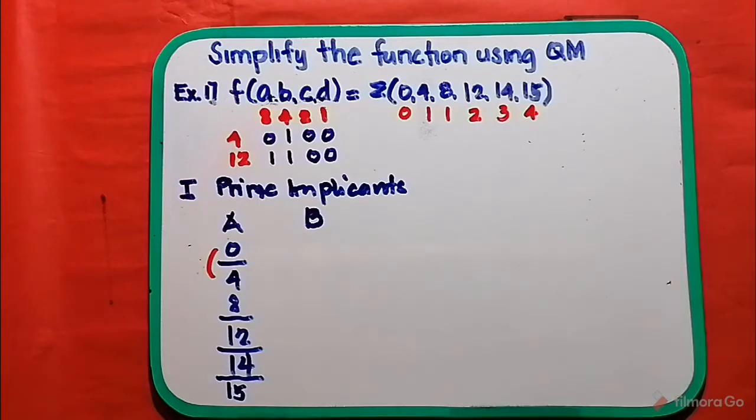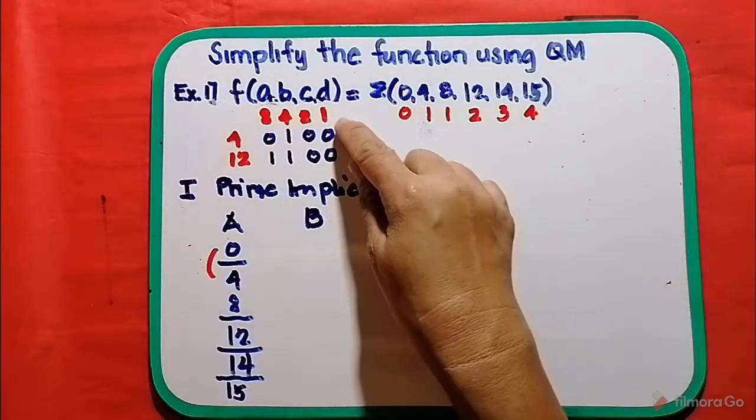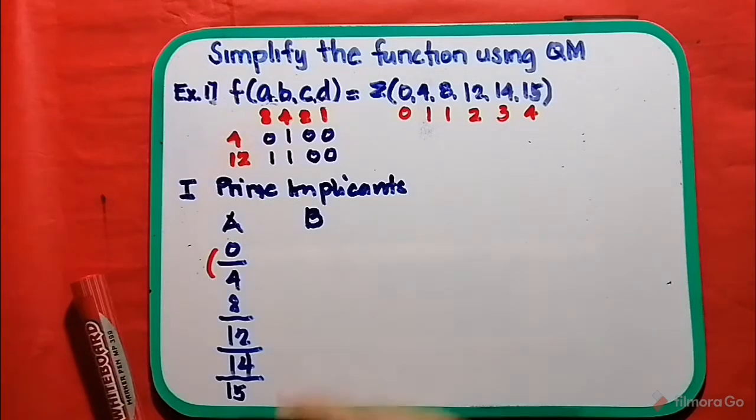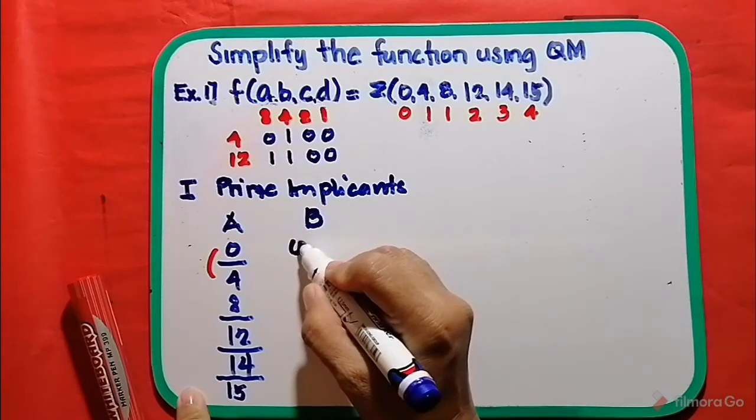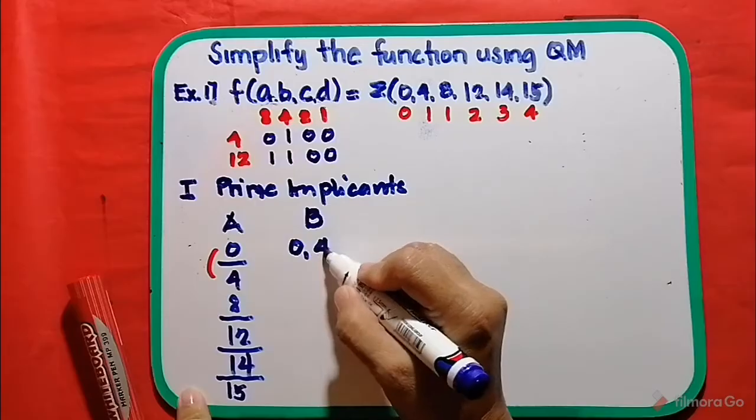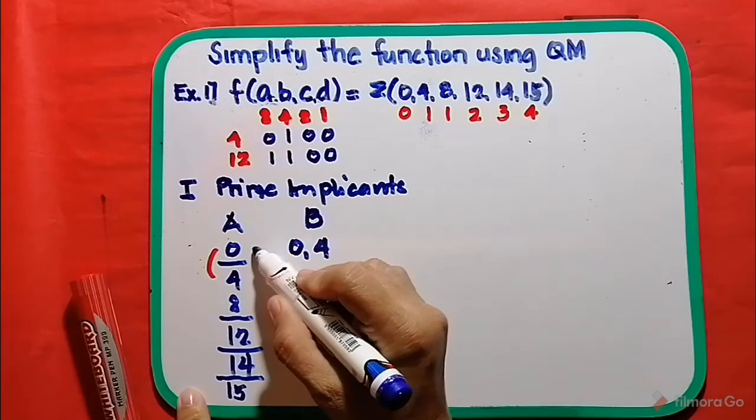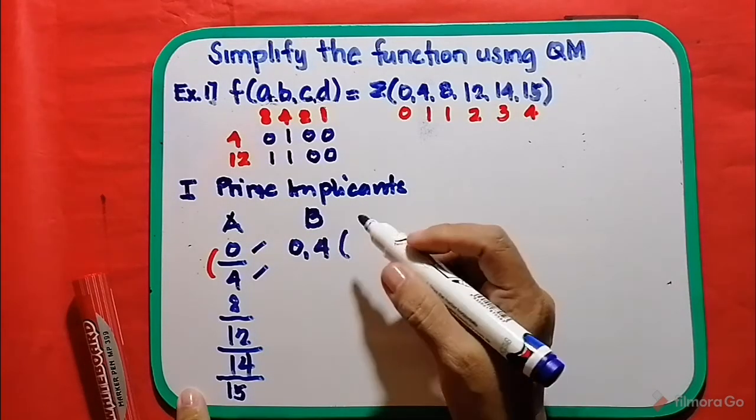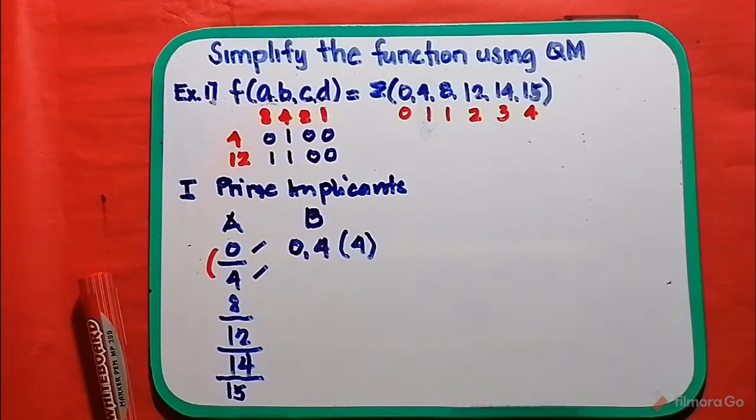0 minus 4 is 4. Note that the difference should be 1, 2, 4, 8, or any power of 2. So, since 0 minus 4 is 4, we write now 0 in column B, separated by a comma, the 4. Since we covered the 0 and 4, we put a tick mark or check mark, and then the difference should be placed inside a parenthesis. So we're going to have it as 4.